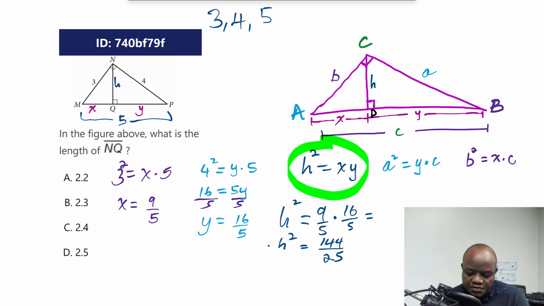And now we're going to square root both sides. You'll find that h, when you plug it in your calculator, is 2.4. So the answer to this question is C. I hope that makes a whole lot of sense.